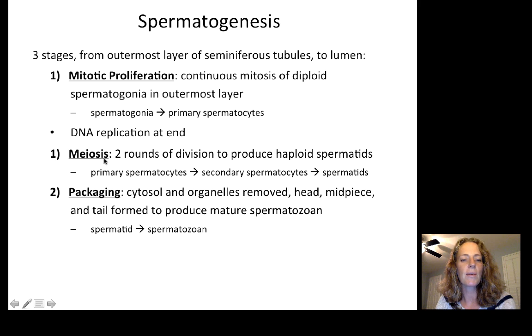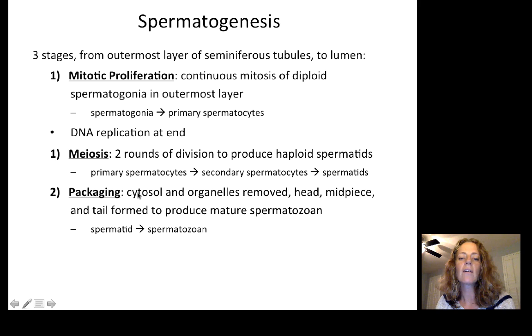Then we have meiosis. We'll have 2 complete rounds of division to produce haploid spermatids. So we're going to go from primary spermatocytes to secondary spermatocytes to spermatids. But they're not fully functioning sperm yet. They then need to be packaged to fully produce spermatozoa.